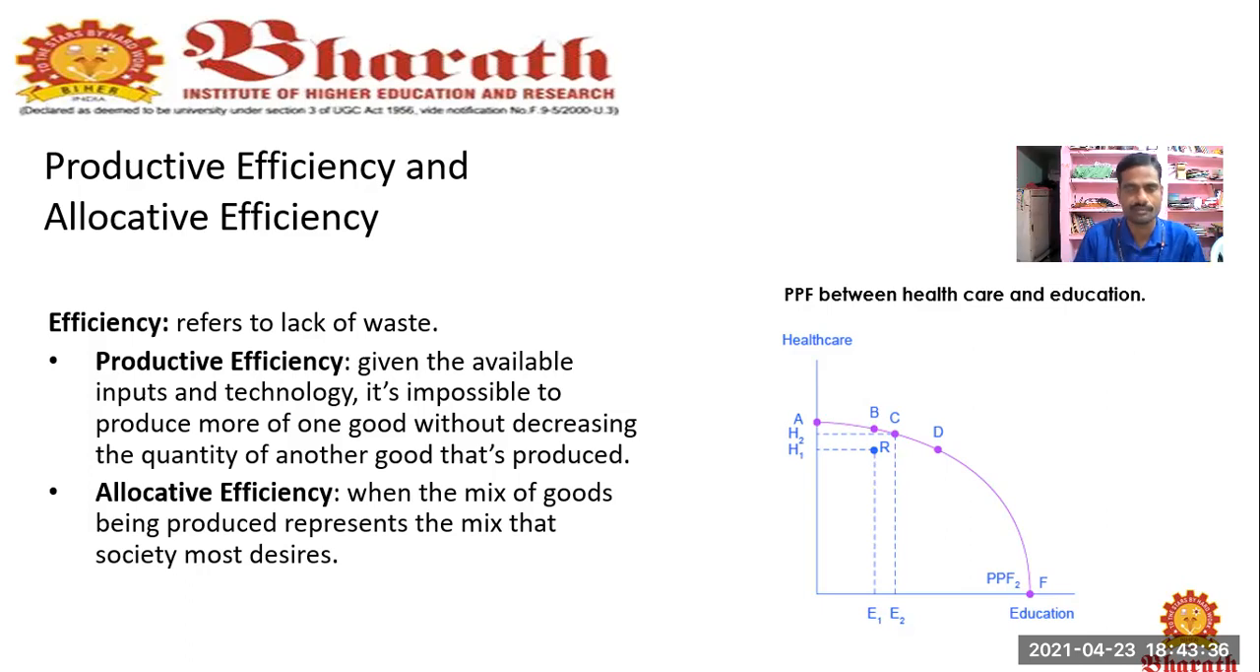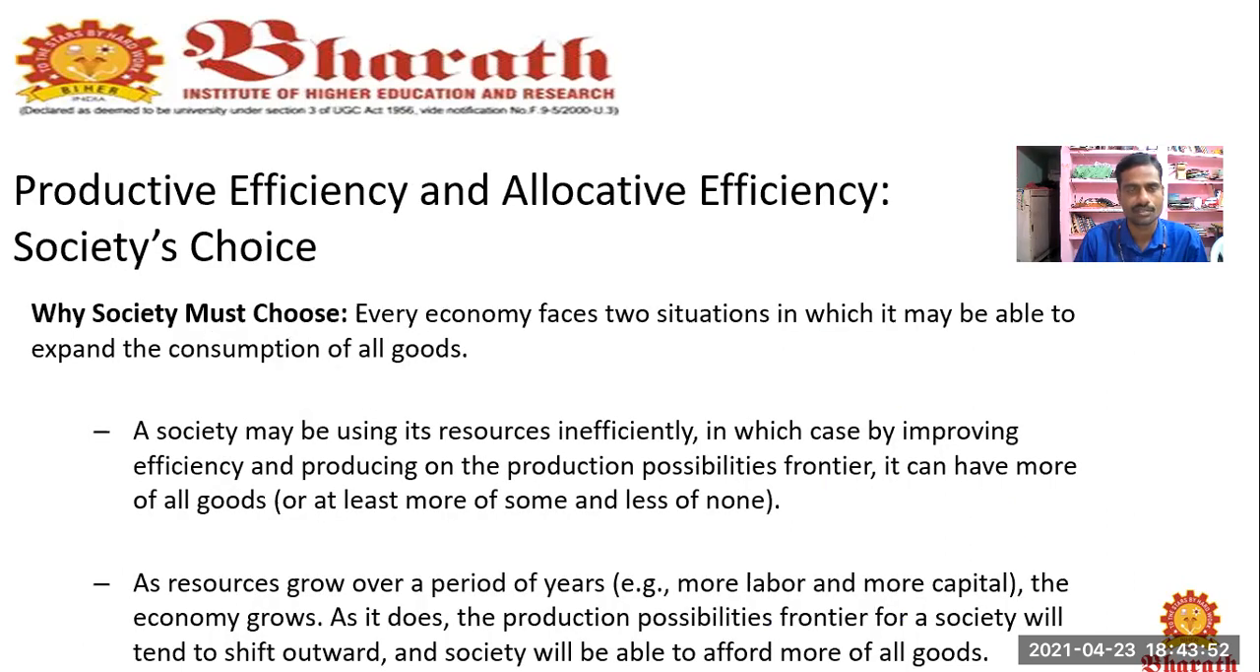Allocative efficiency is when the mix of goods being produced represents the mix that society most desires. Usually we produce a mix of goods or a combination of goods. Productive efficiency and allocative efficiency: society's choice.